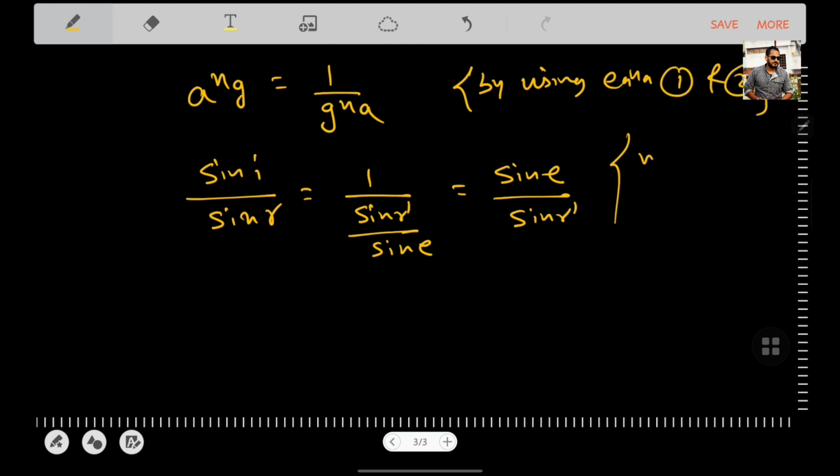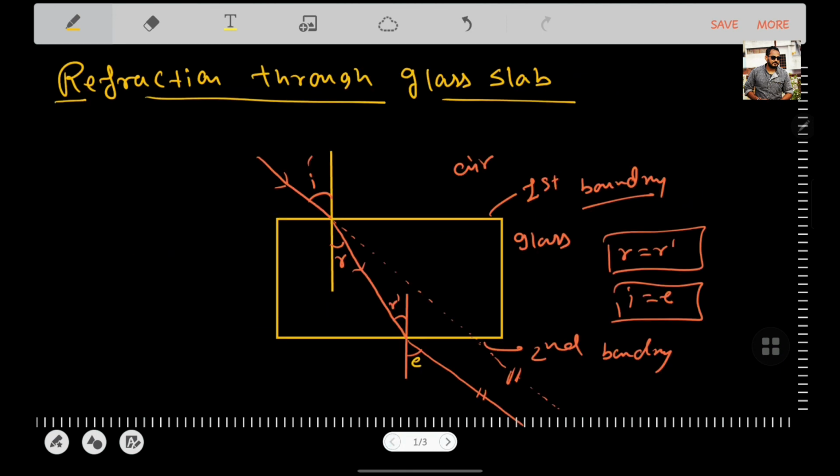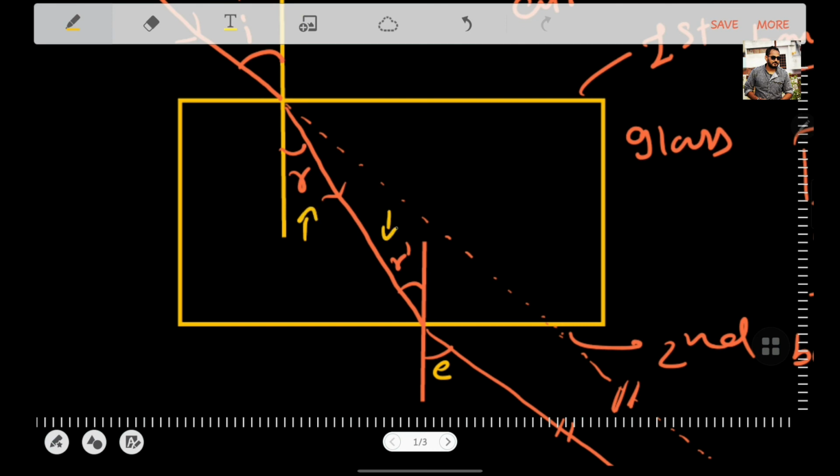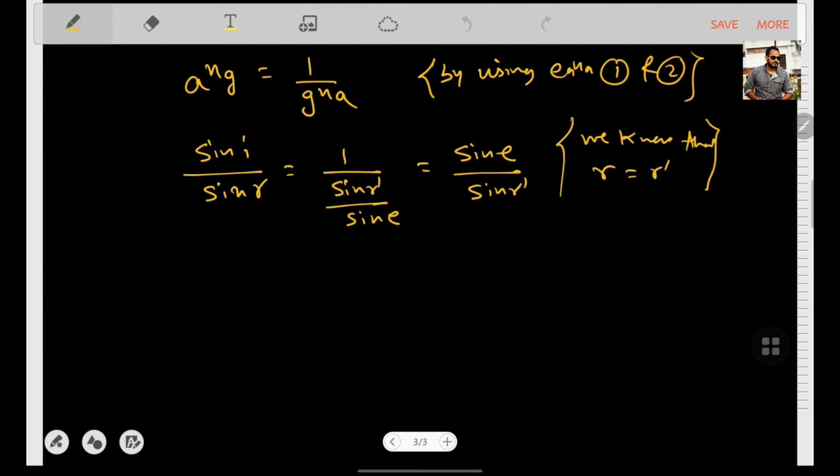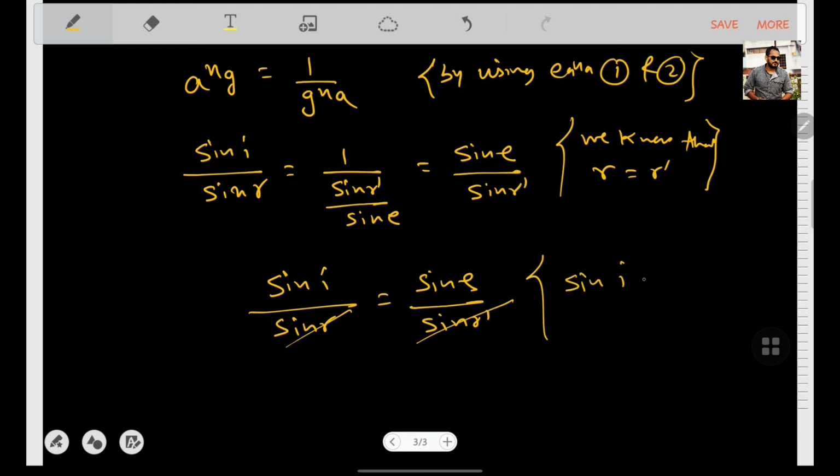We know that r is equal to r dash because of alternate angles. In the figure you can see these are the alternate angles. That's why r equal to r dash we have already written. So finally they cancel each other: sin I upon sin r is equal to sin E upon sin r dash. We can cancel this one and this one, and we finally get sin I is equal to sin E. By comparison, we can write that I equals E here.